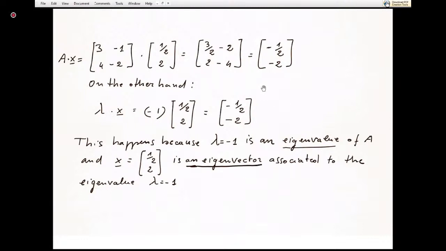When this happens, we have three objects, okay? A matrix, square matrix, a scalar, and a vector. When these elements jointly have this property, we say that lambda equal to -1 is an eigenvalue of matrix A, and the vector 1/2, 2 is an eigenvector associated to the eigenvalue lambda equal to -1, okay? This is just an introductory example.